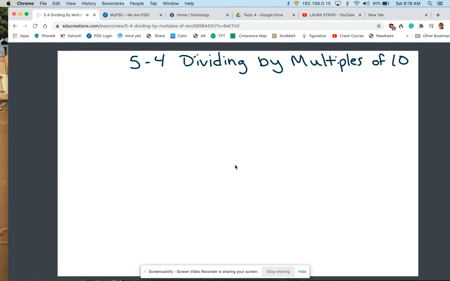We are going to talk today about lesson 5-4, and we're going to talk about dividing multiples of 10. So that would be a problem like this. And you might look at that and think, nope, no way I'm going to do that. Well, you can do it. No worries.